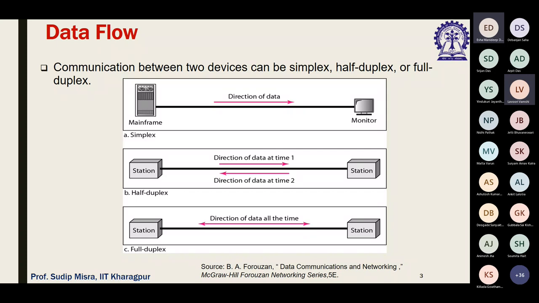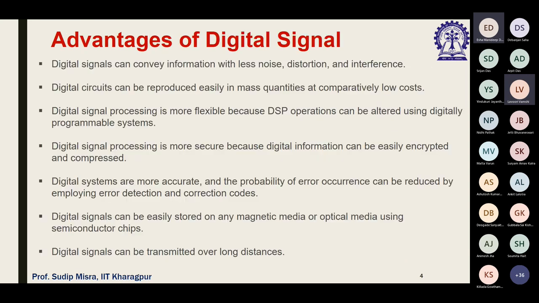Let us try to understand a little bit about these digital signals and analog signals. What are the advantages of digital signals? Let us have a recap. These things are quite understandable, but let us have a recap in the context of communication networks. Digital signals can convey information with less noise, distortion, and interference. That is an advantage.